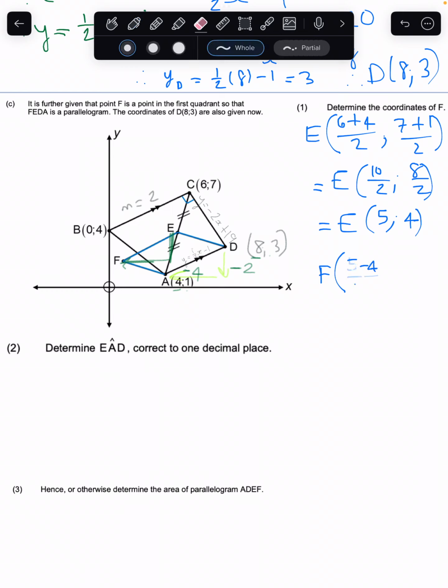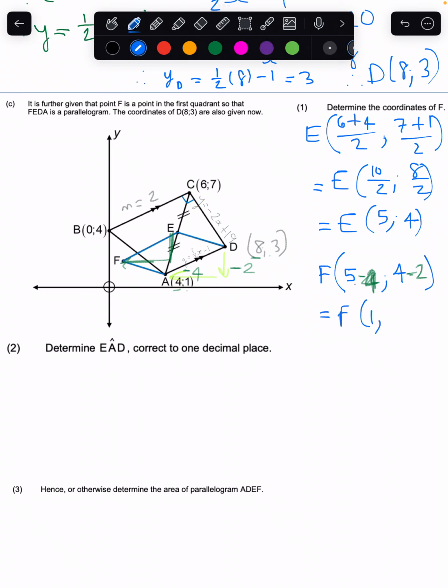Oh, why am I still in fraction mode? So from 5, we're going to go back 4 steps. And from the Y coordinate 4, we're going to go down 2 steps. So 5 minus 4 and 4 minus 2. Right, and that will be the F coordinates will therefore be 1 and 2, right?